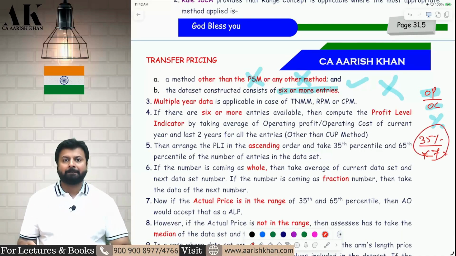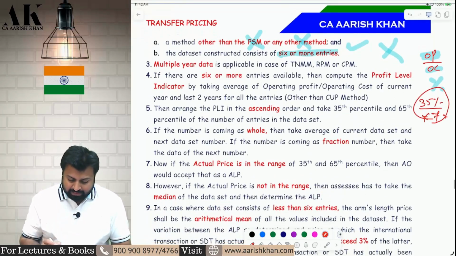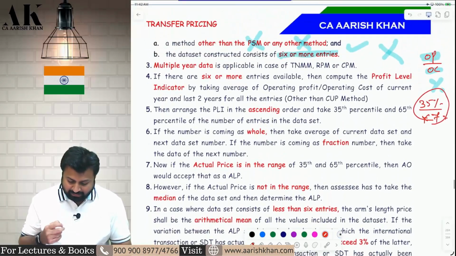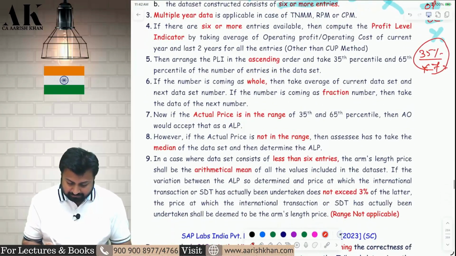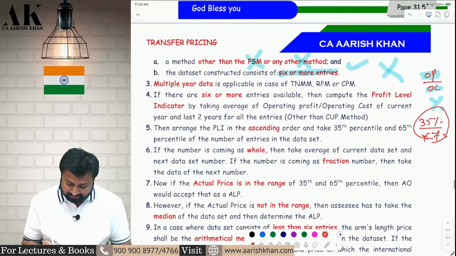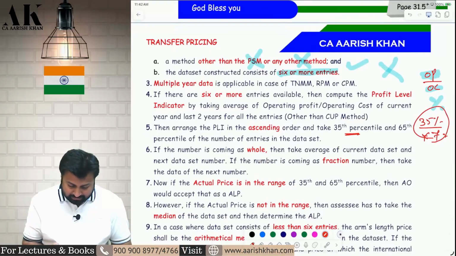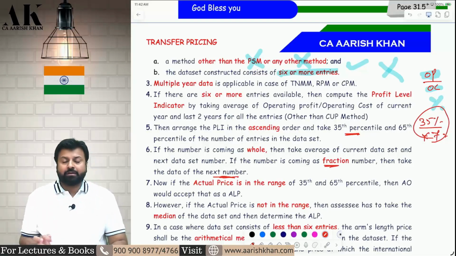35% of 7. If that is coming to a fraction, all these things are mentioned over here. I am not saying all this from my side. Please check here, 35%. Where is it written? If it is a fraction, then take the data of the next number. So 35% of 7 is obviously a fraction. So take the data of the next number.